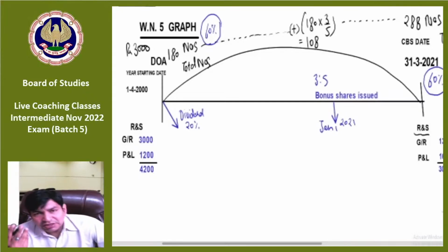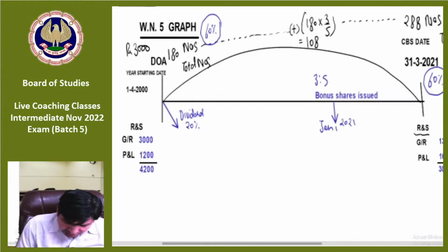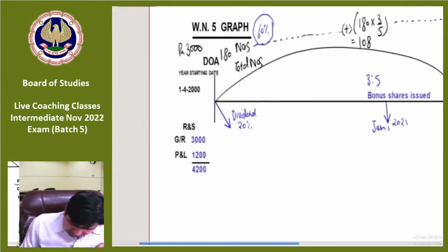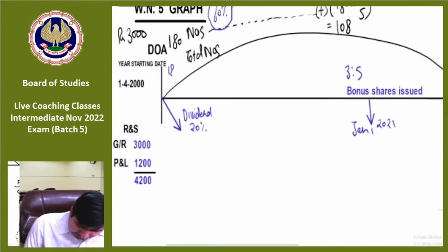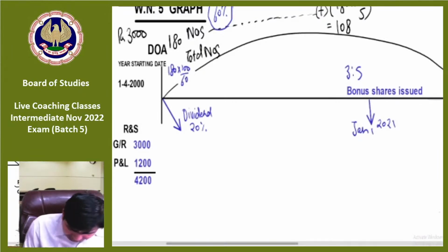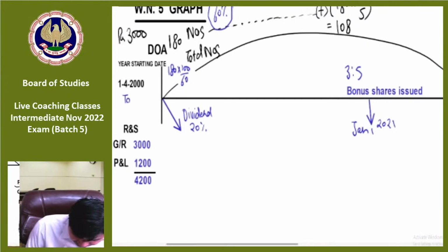We can find it in both ways. Either do 180 multiplied by 100. Can we find it? Yes. How? In this way: 180 multiplied by 100 divided by 60. So 300 shares were there. Total number of shares were 300 lakhs.